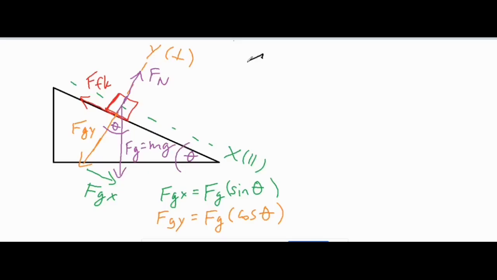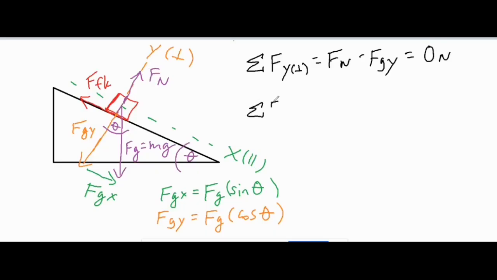So if we were to set this one up, we would maybe have the sum of the forces in the perpendicular or y direction. And then for that one, we have the normal force pushing up. We have our Fgy downwards, and again we can safely say that equals 0 because there is no acceleration along this axis over here, along this orange dashed line.